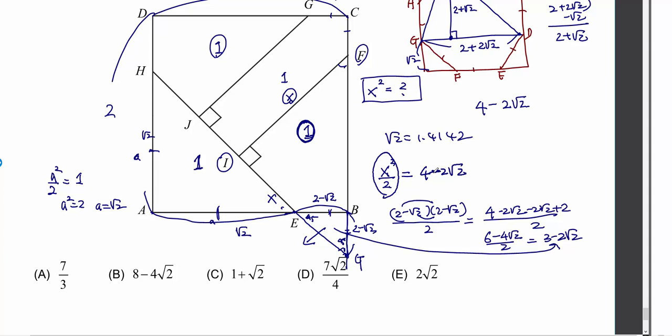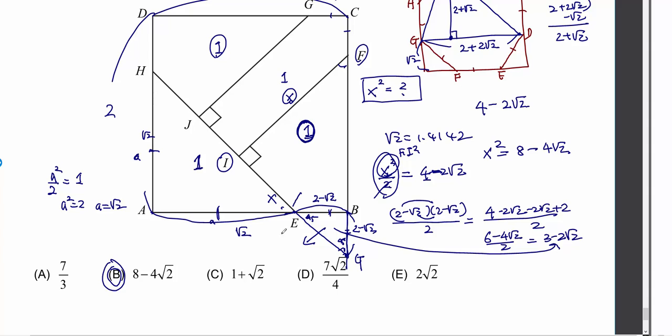Now we need to find x squared, right? Not x, just x squared. This is phi squared, same thing. So x squared equals how much? Times 2 on both sides. 4 times 2 is 8. 2 root 2 times 2 is 4 root 2. Okay? 8 minus 4 root 2 is the answer, okay?